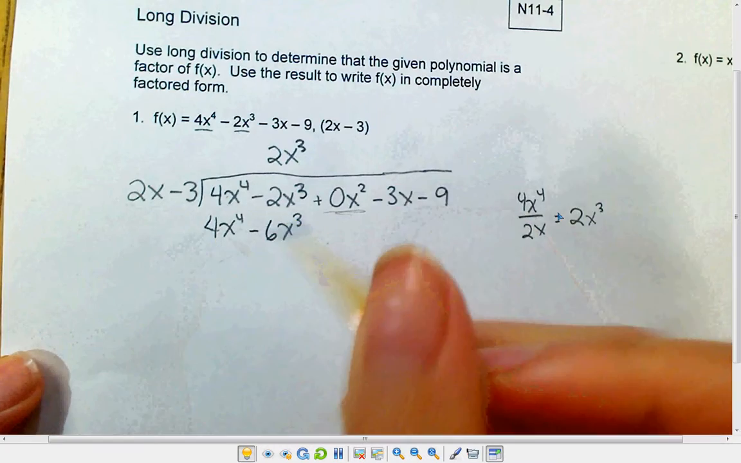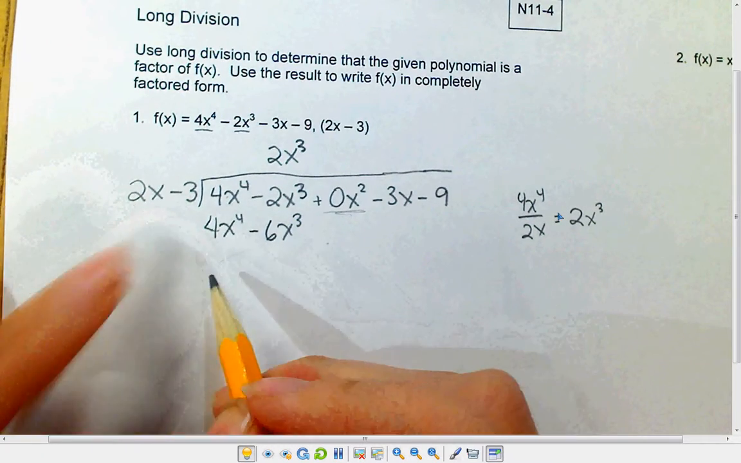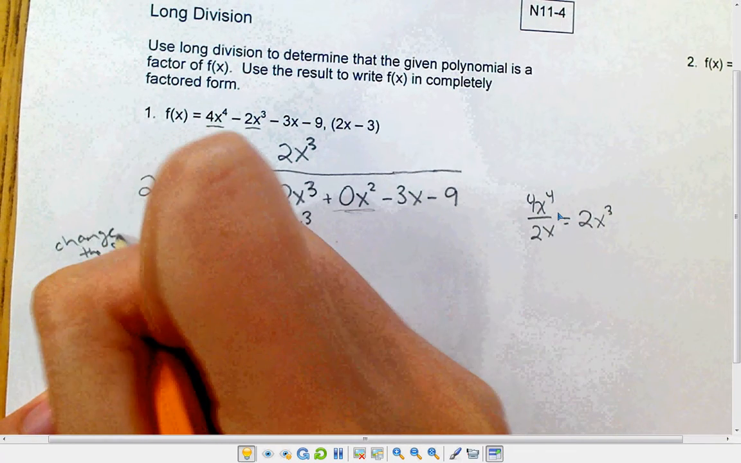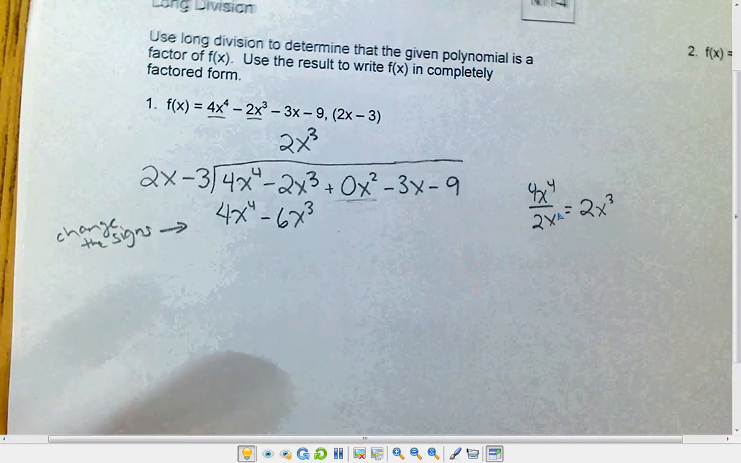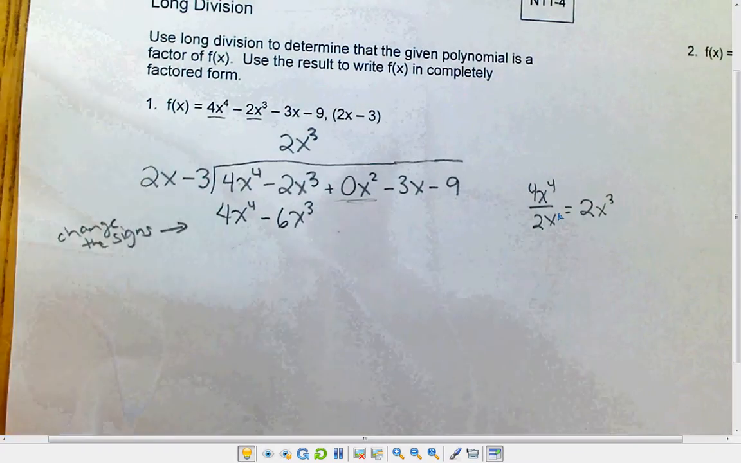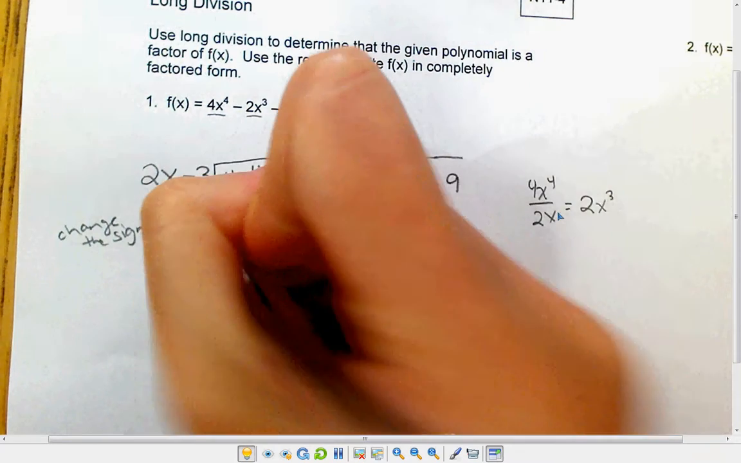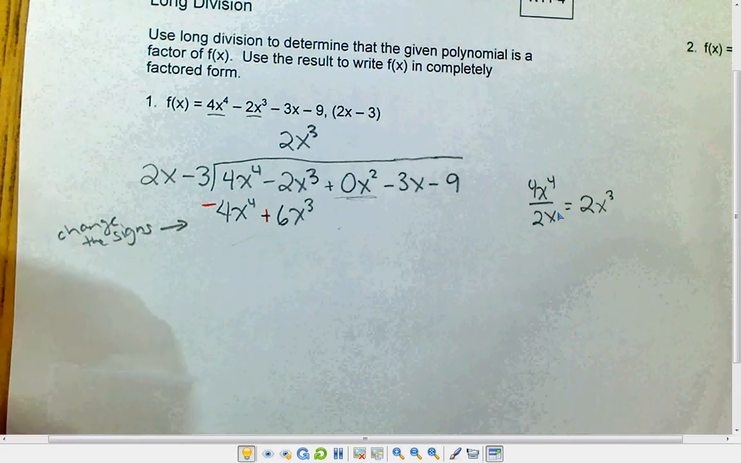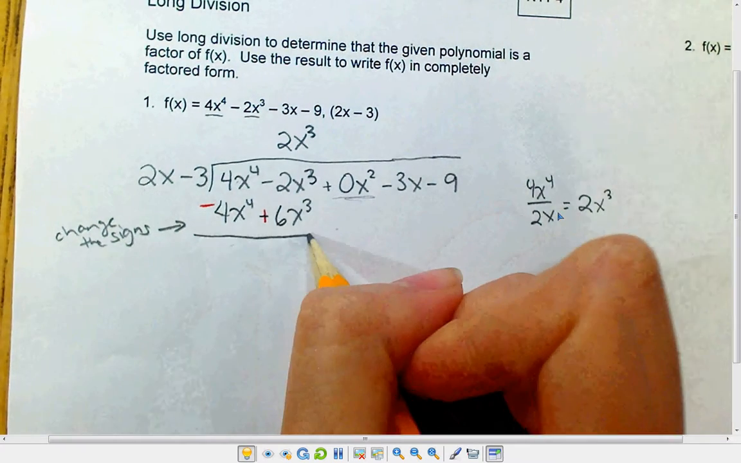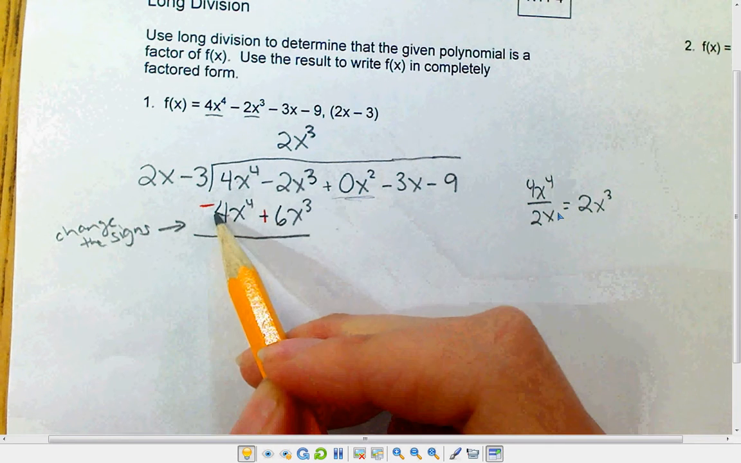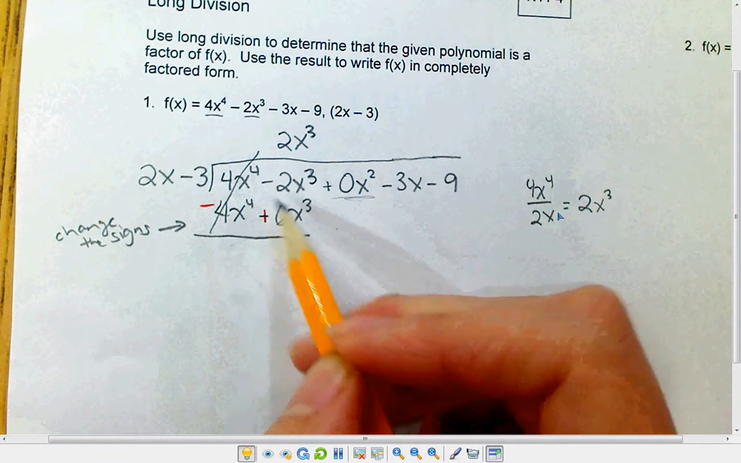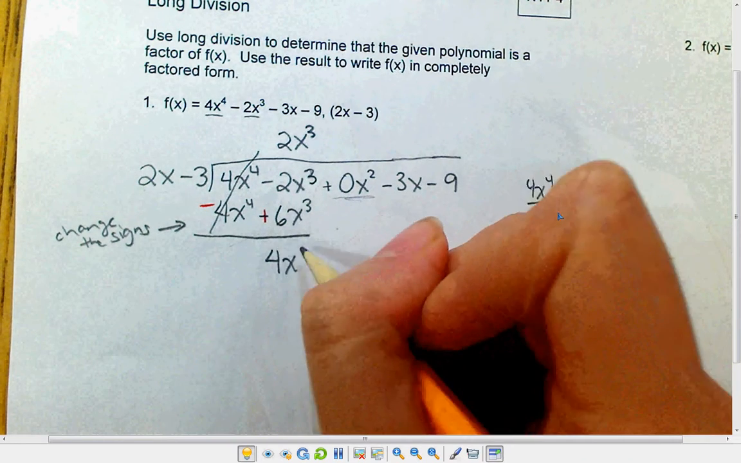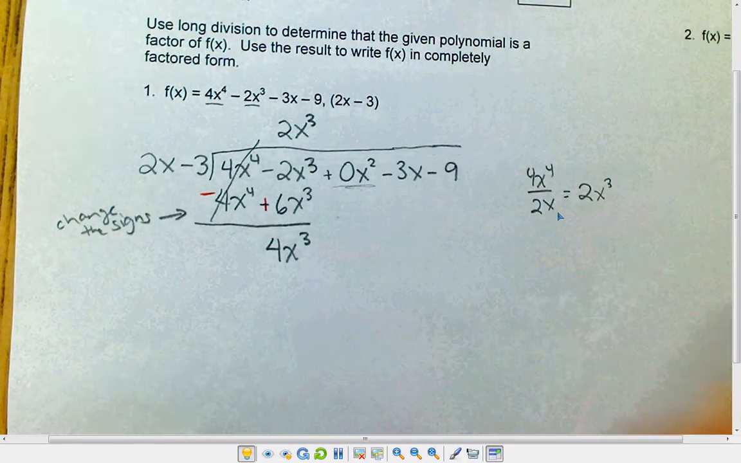Now, in regular division, we would be subtracting this. So what I need to do here that's super important is change the signs so that you can subtract it. This was positive, now it's going to be negative. This was negative, and now I'm going to make it positive. I'm doing this in a different color so you can see me changing the signs. Once the signs are changed, we can just add them together. The 4x to the fourth and the negative 4x to the fourth cancel out. Negative 2x cubed plus 6x cubed, negative 2 plus 6 gives me positive 4x to the third. And now I'm going to bring down my next term.